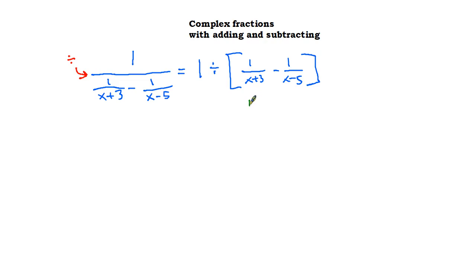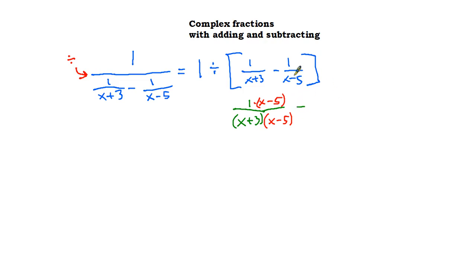We just take the 1 over x plus 3. And to make it look the same as this one, we'll just multiply times x minus 5. Now if we do that, we have to multiply the top times x minus 5 also, so don't forget that. And then we'll go ahead and we'll subtract.